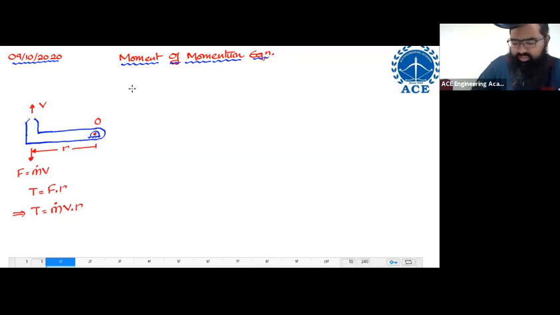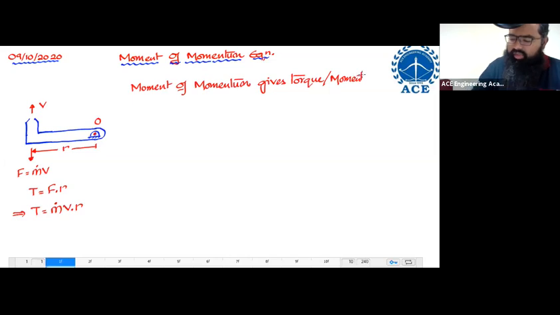So I can say moment of momentum gives torque or moment. Moment of momentum is going to result in torque or moment. Now the question is, how to analyze this moment of momentum?